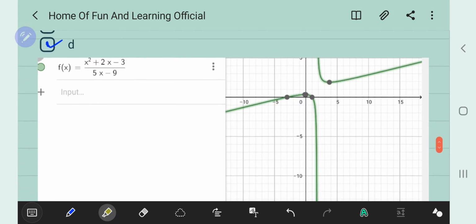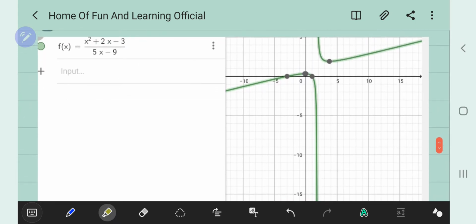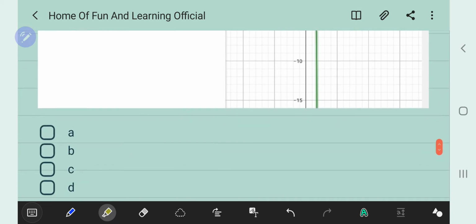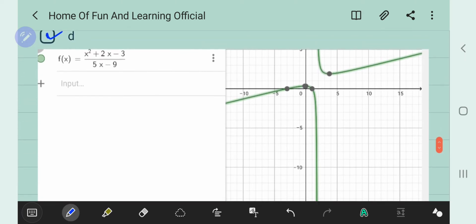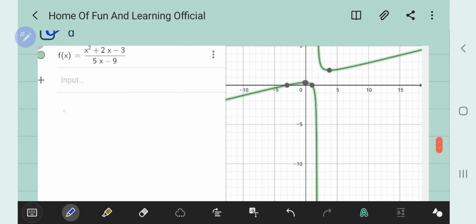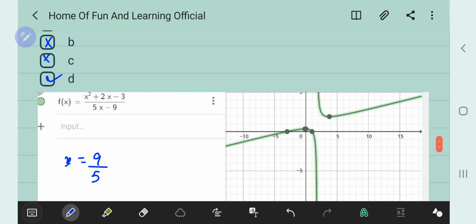Let's look at this third and the last example. Now this is a rational function because it has a polynomial that's divided by another polynomial. It's x squared plus 2x minus 3 over 5x minus 9. Let's look at all the rules. It follows the first rule because it has more than one term. And the second rule, it doesn't follow because it has asymptotes. It has one asymptote at x equals 9 over 5, like this.